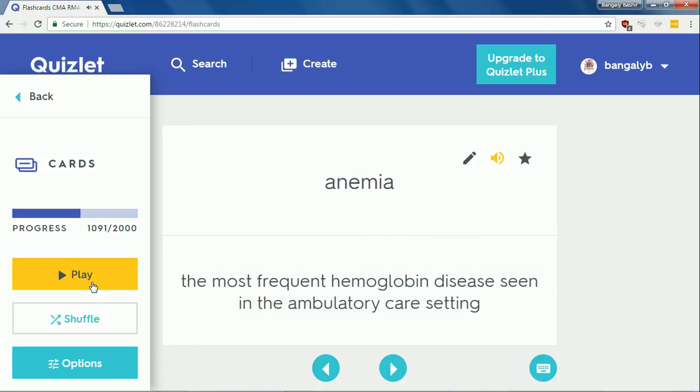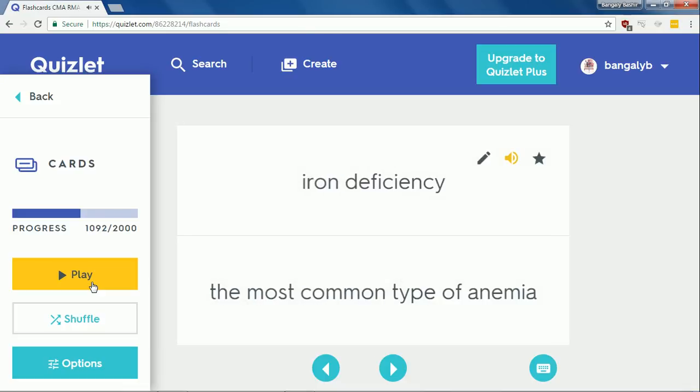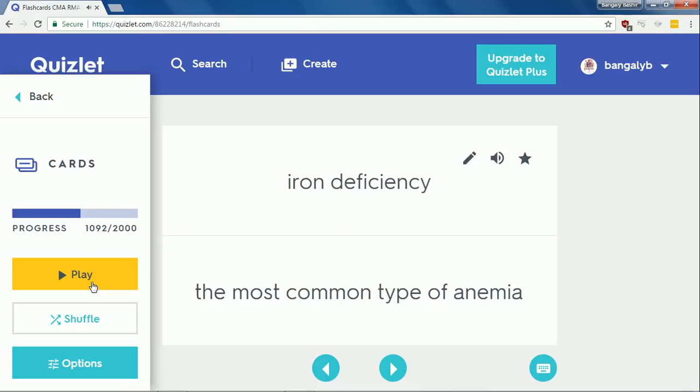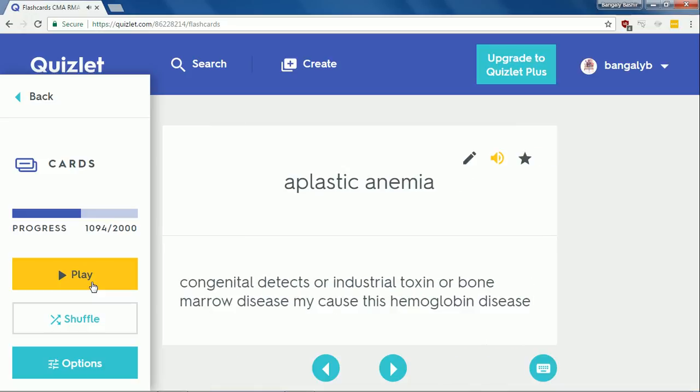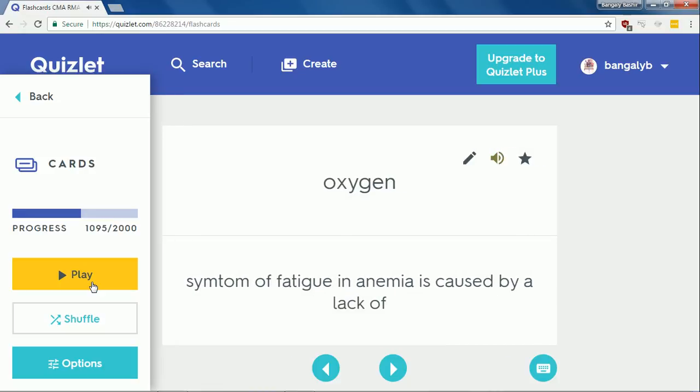Anemia. The most frequent hemoglobin disease seen in the ambulatory care setting. Iron deficiency. The most common type of anemia. Hemorrhagic anemia. Losing iron because of a bleeding problem. Aplastic anemia. Congenital defects or industrial toxin or bone marrow disease might cause this hemoglobin disease. Symptom of fatigue in anemia is caused by a lack of oxygen.